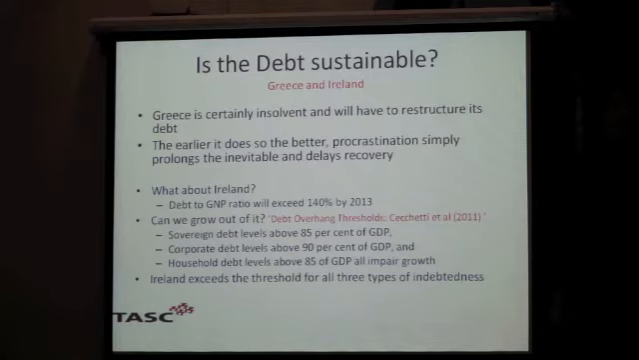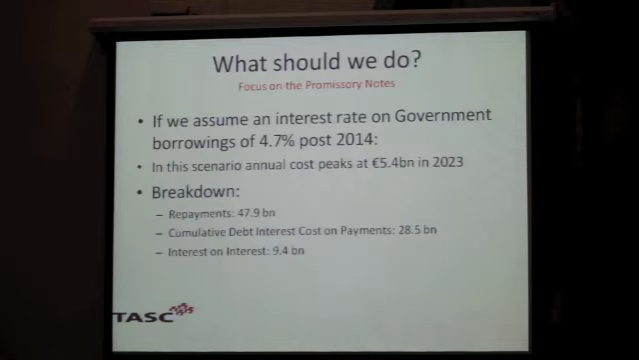In particular, what the evidence seems to show is that if your sovereign debt levels are above 85% of GDP, if your corporate debt levels exceed a threshold of 90%, and if your household debt levels exceed 85%, well, each of these sources will impair your short, medium, and long-term growth potential. And Ireland exceeds the threshold for all three types of indebtedness. The most damaging of the three is household debt, and we all know where we stand on that at the moment in Ireland. So what can Ireland actually do within the strictures that have been imposed?